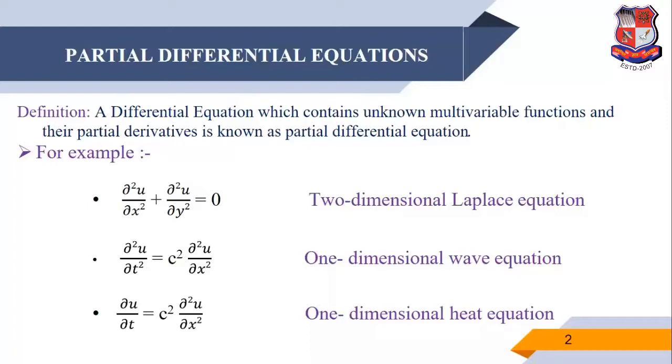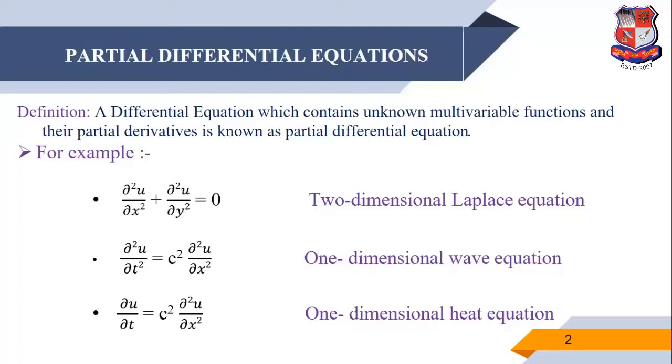A differential equation which contains an unknown multivariable function and its partial derivatives is known as a partial differential equation. So basically we know that there are 2 types of differential equation. One is the ordinary differential equation and another is the partial differential equation. In ordinary differential equation, there is only one independent variable, and in partial differential equation, more than one independent variable.